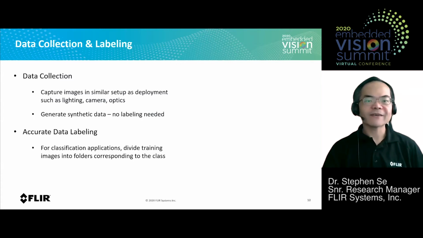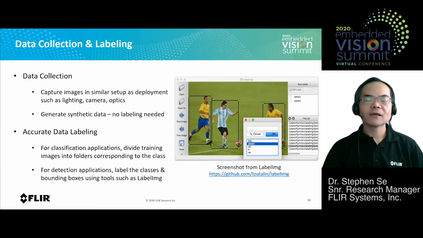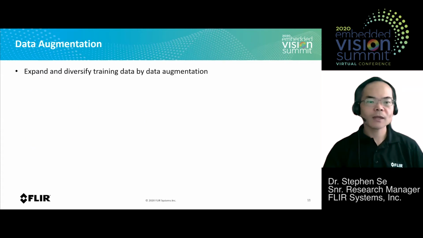It is important to have accurate data labeling, as even a few incorrect labels could adversely affect the resulting model. For classification applications, you will simply divide the images into folders corresponding to the different classes. For detection applications, you also need to provide bounding boxes of the objects of interest as well. There are open source tools available to help with annotations, such as the one shown here. As you can imagine, data collection and labeling are tedious and time-consuming.